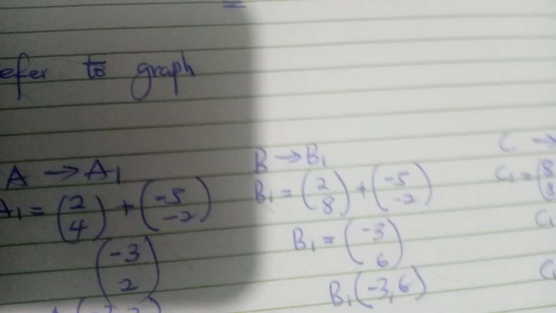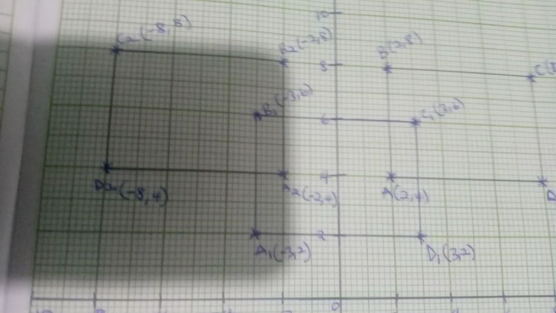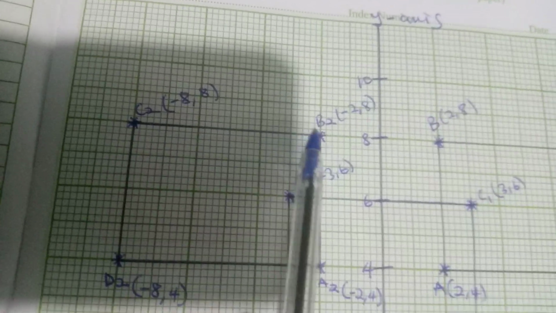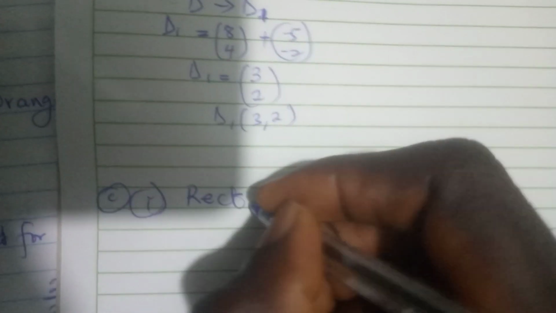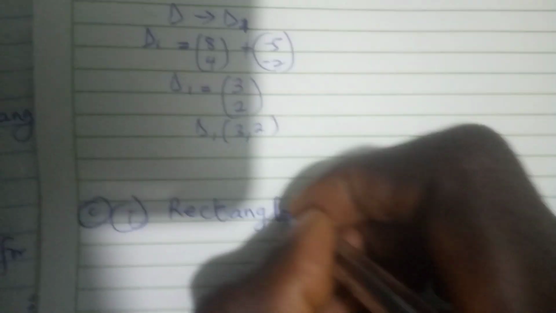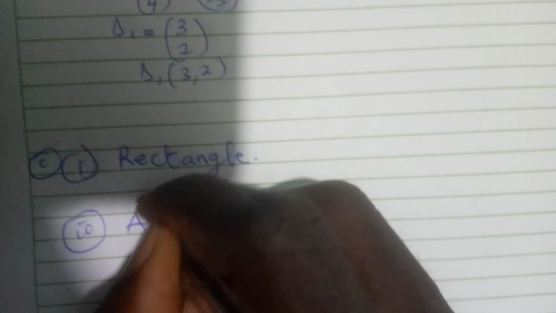Now when you come to C, we've done the II and the III. The CI says, what type of quadrilateral is this? So just look at what you've drawn. Is it a rectangle? Is it a square? So let's see. 1, 2, 3, 4, 5, 6. 1, 2, 3, 4. So it happens to be a what? A rectangle. So we just write it as that, rectangle.